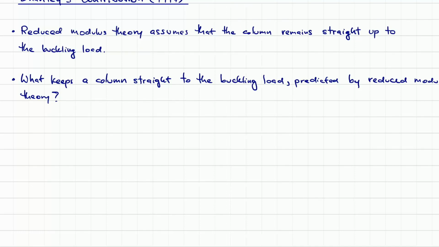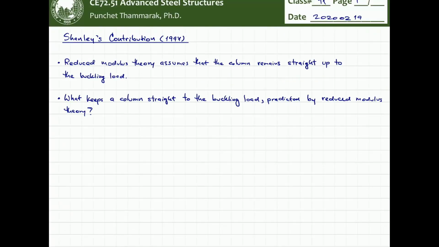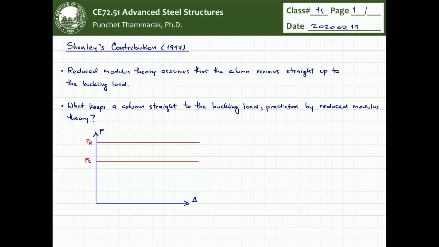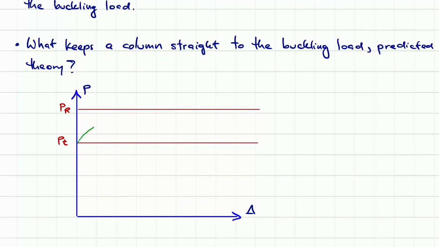So let's see here. This is a load deformation plot. So we start with the PR and PT. PT stands for the tangent modulus load, and PR stands for the reduced modulus. So we want to see if it's going like this or if it's going like this.